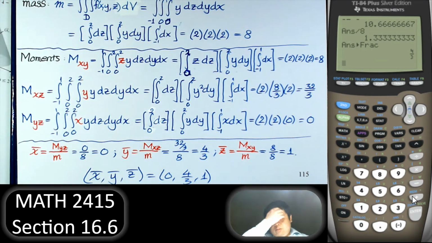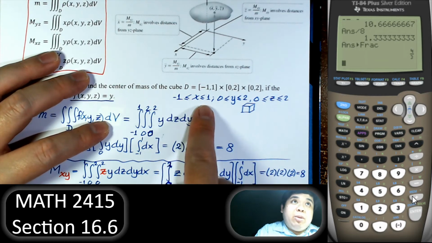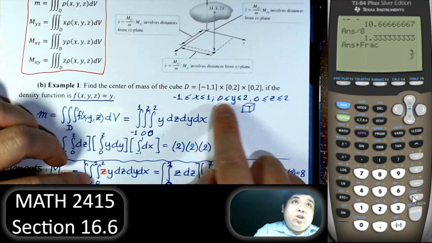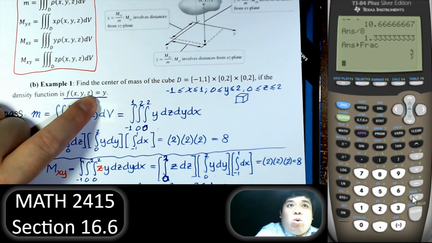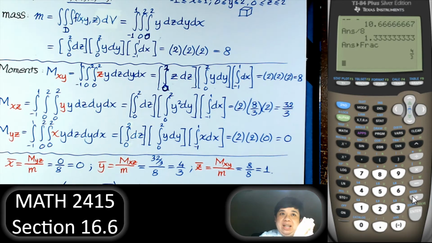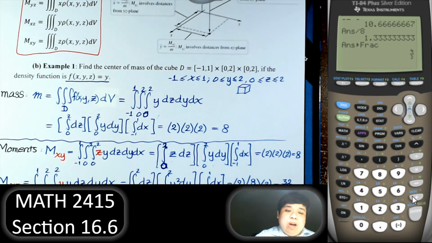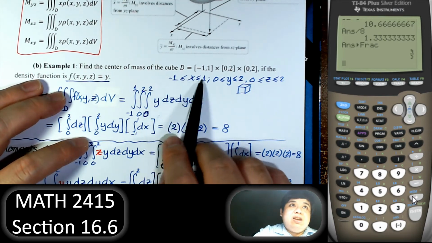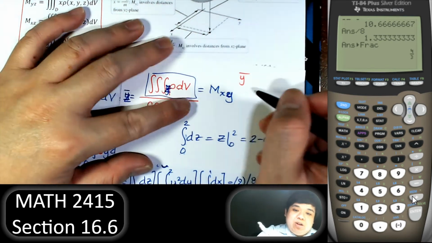Now think about this. We talk about a cube. X between -1 and 1, y between 0 and 2, and z between 0 and 2. This density function only depends on y, meaning that the y bar will change. The y bar will not be in the middle, but the x bar and the z bar should be in the middle, because density does not depend on x values or z values. So the x value should be right in the middle of this.